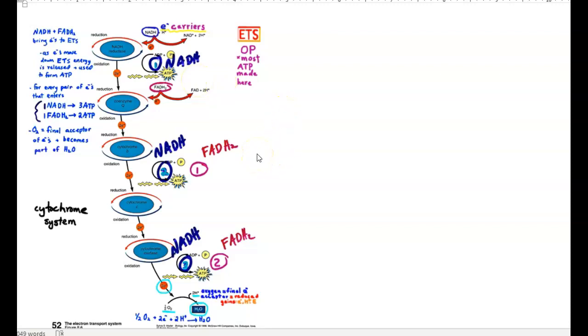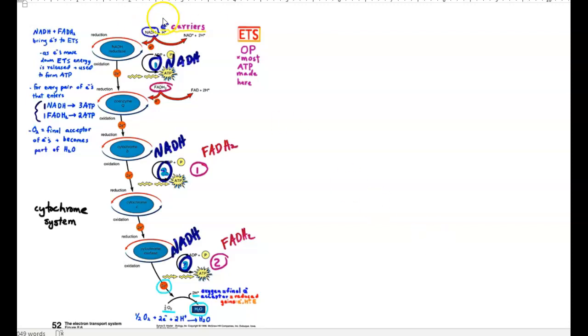Let's just follow the NADH. Here again, it goes right here, makes another ATP. Here it's going to make another ATP. So NADH is making 1, 2, 3 ATPs. But look at FADH2.